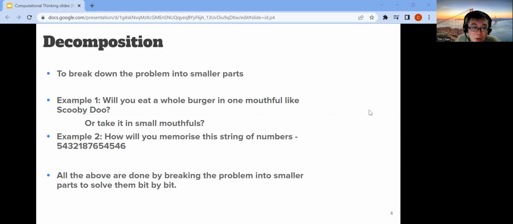Okay, so all of this above is about breaking the problem down into smaller parts to solve them bit by bit. As we spoke about just now, eating the burger in one big mouthful: this is Scooby-Doo. In the cartoon, Scooby-Doo is able to do that, but normally, we human beings eat our burger part by part, not like what Scooby-Doo is doing here.